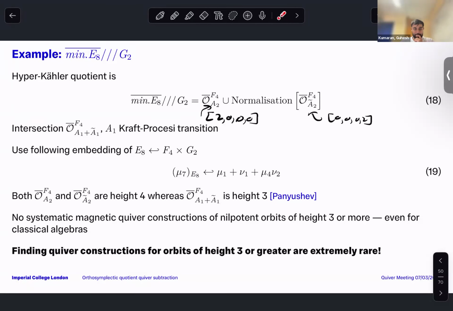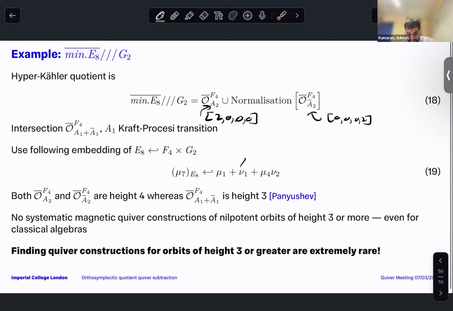Okay, so I'll choose the following embedding of F4 times G2 into E8. It's this one, where mu1 here is the 14 dimensional of G2, and not the other way around. So if you want, this is a 14 dim of G2. What's strange about these orbits is they are height 4, this A2 and A2 tilde.